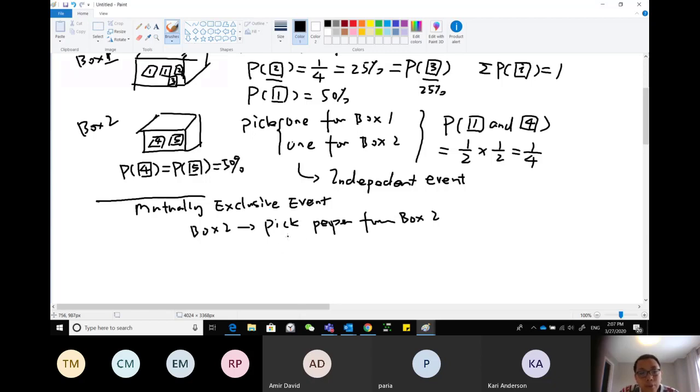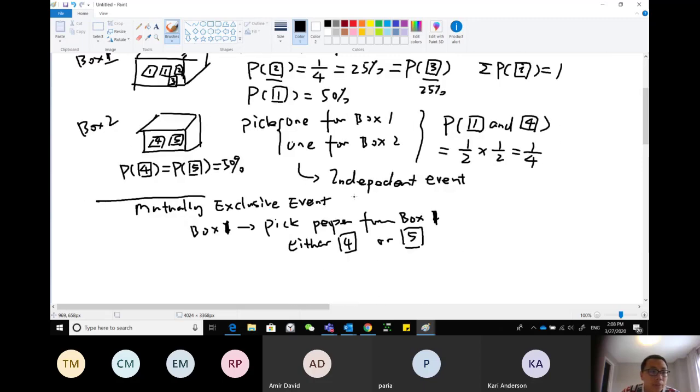When you do that, you either get 4 or you get 5, right? Yeah. Maybe box 2 is not a good example. Let's do box 1. So you pick up paper from box 1. Let's change this to 1.